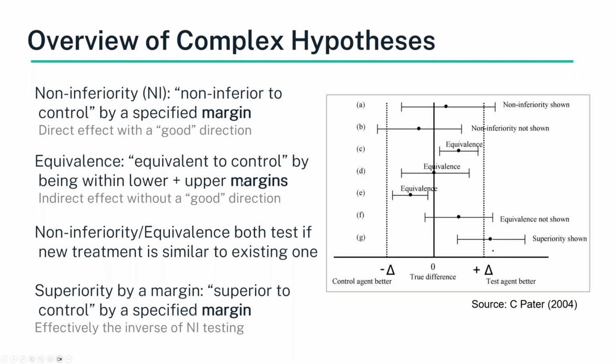And so then for equivalence testing, you are testing if the new treatment is equivalent to the control. And this is often done using an indirect measure. So by that I mean there's not necessarily a quote unquote good or bad direction. And this is where you get the concept of bioequivalence testing, because here you're testing pharmacokinetic parameters like the AUC or the Cmax, which are measuring the concentration of the drug in the blood over time.